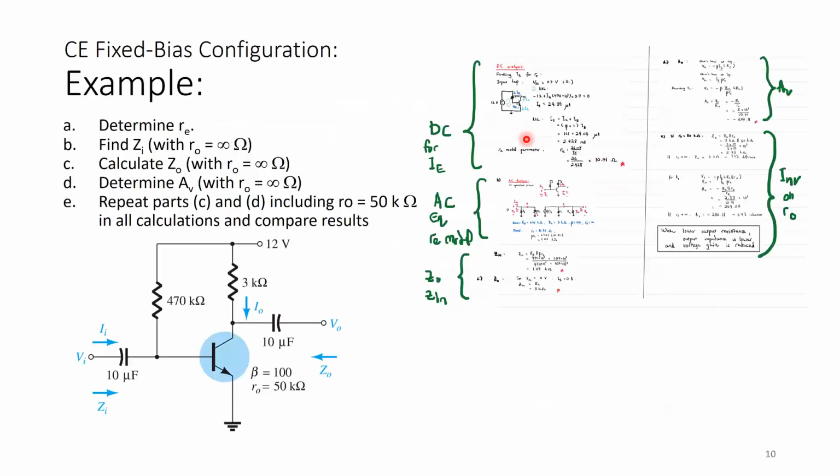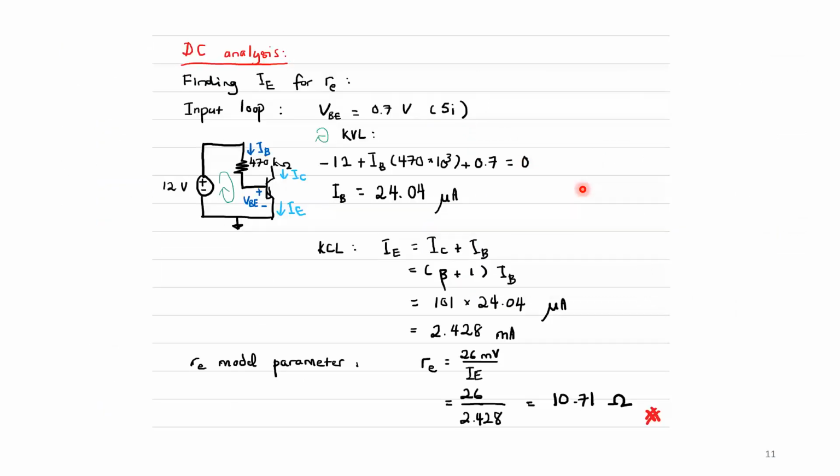I'm going to make it bigger so that we can see how it looks. When I do DC analysis, I do it because I want to find IE. I want to find IE because I want to use RE in the AC equivalent circuit, the RE model. So to find IE, I need to consider the input loop. And when I do the input loop, I just need to do a KVL.